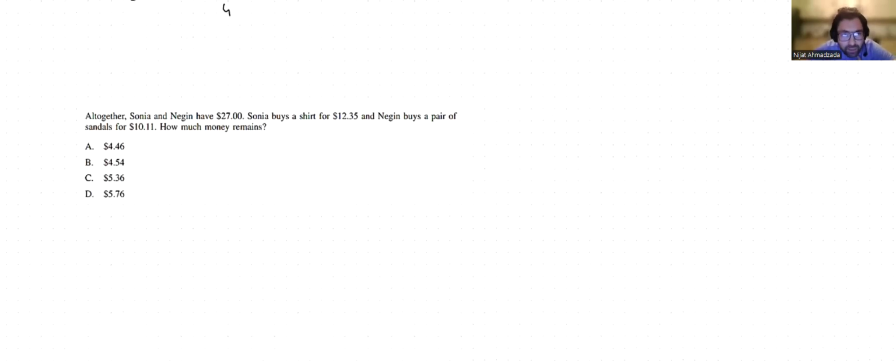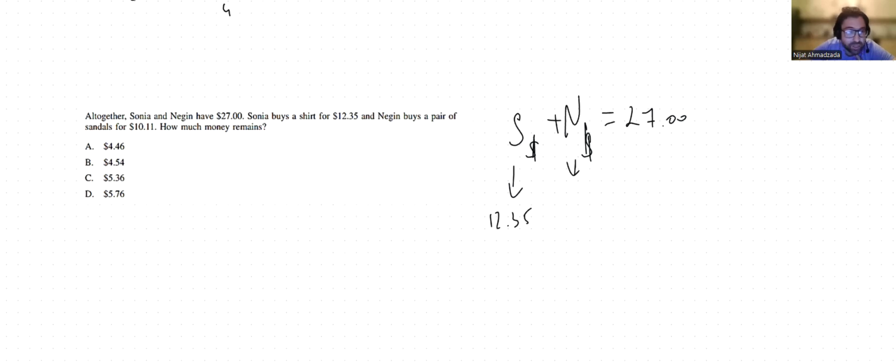Next one. We got two people here, Sonia and Nagin. They have some money. The money of Sonia plus the money of Nagin is equal to $27. That's very good. Then Sonia buys a shirt, so let's say Sonia spends this much, and Nagin buys a pair of sandals, this much, right?